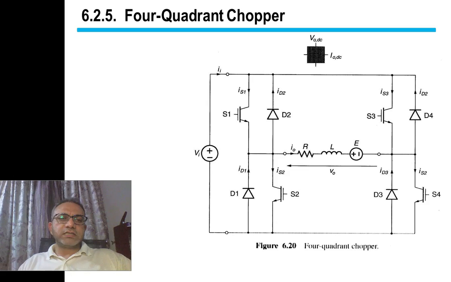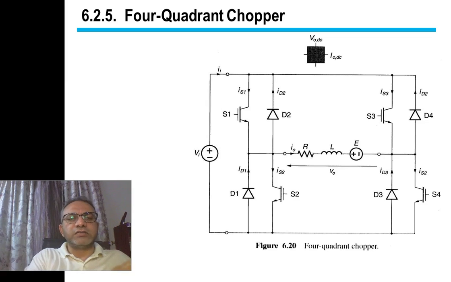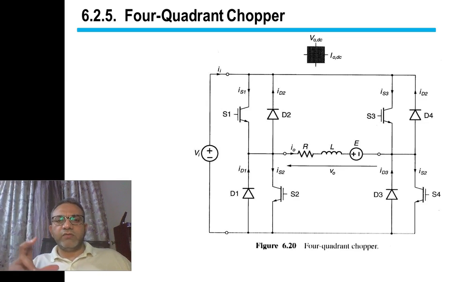I will not discuss the operation of the chopper in the third quadrant and fourth quadrant alone, because they are repetitions of the first and second quadrant operation with current reversal. So the explanation of the third and fourth quadrant chopper is exactly the same, just like the operation of the first and second quadrant chopper. So I am now going to combine all the four quadrants and see what we get.